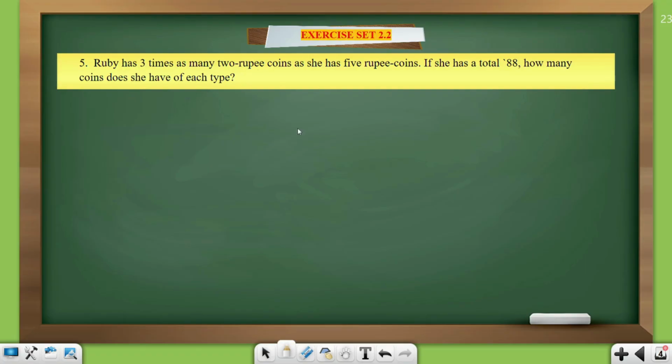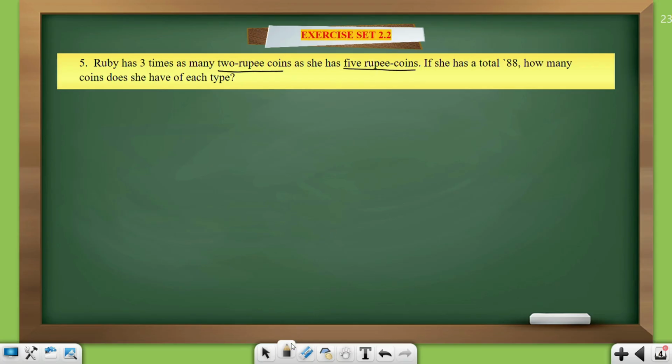So first of all, they are discussing two important categories of coins. One is a set of 2 rupee coins, another is a set of 5 rupee coins. Here the clue is that Ruby has three times as many 2 rupee coins as she has 5 rupee coins. So they are saying that the number of 2 rupee coins is given in terms of 5 rupee coins.